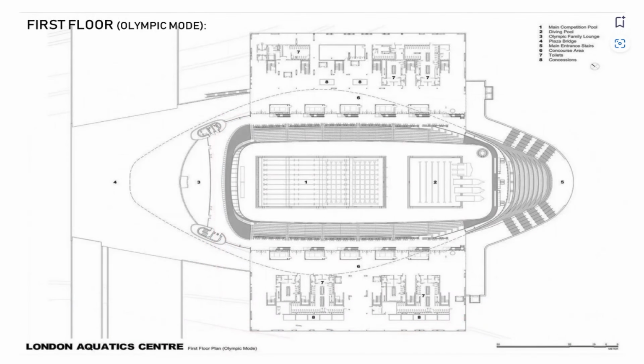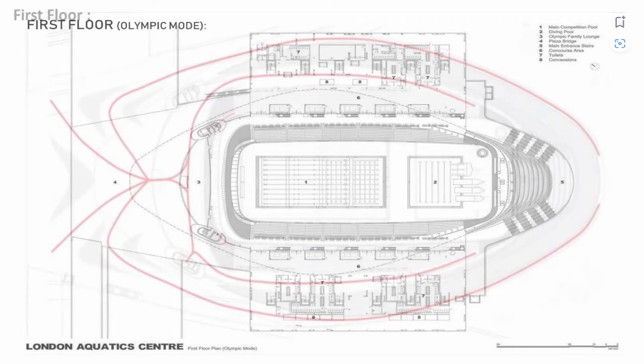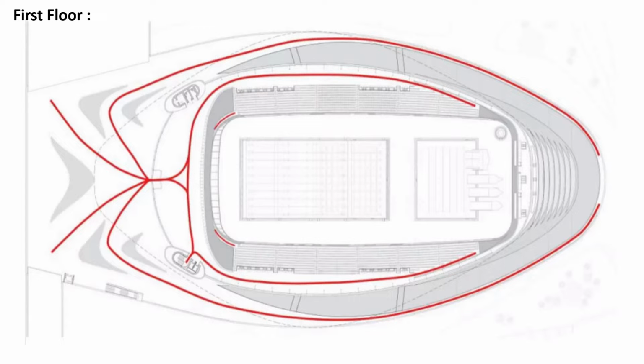Now coming on to the first floor. So on the first floor we have main competition pool and the diving pool. On the west side we have the Olympic family lounge with the plaza bridge, and on the east side we have main entrance stairs on the 5th number. The 6th shows concourse area and the 7th numbers are showing the toilets all around the Olympic mode on the first floor, and the 8th shows concessions. Talking about the circulation, the red line shows the visitor circulation. So the first floor can be used by the visitor.